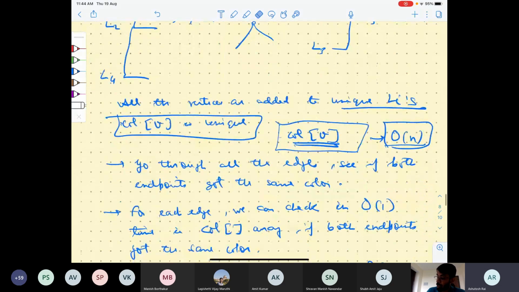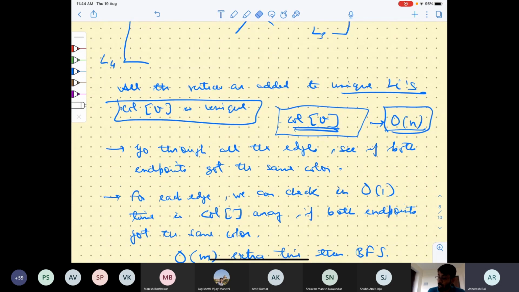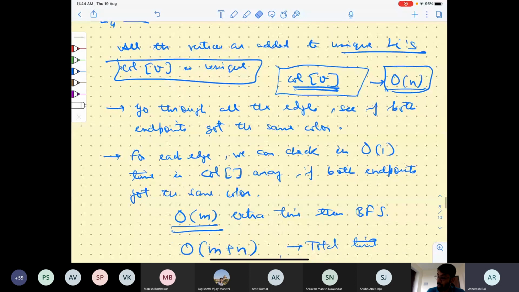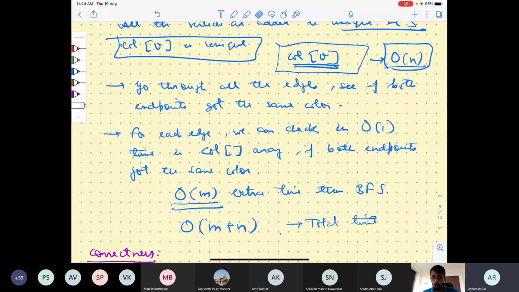Now we are trying to show that this procedure works. First we argued that this procedure runs in order m plus n time, because the extra work we were doing was not much. We just assigned the vertices colors while putting them in layers, and in the end we just looked at all the edges and saw that their endpoints were given different colors, and that required just order m extra time. In between, we were assigning colors to the vertices by keeping an array color, and that takes extra order n time.